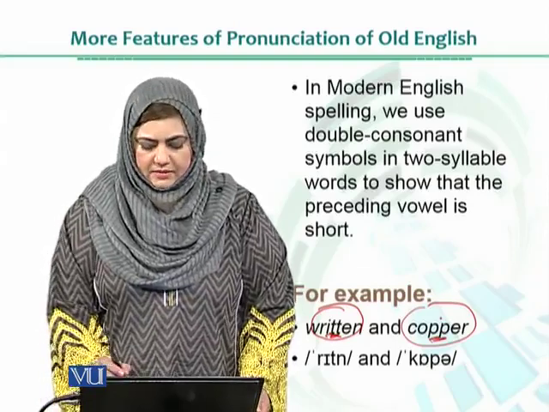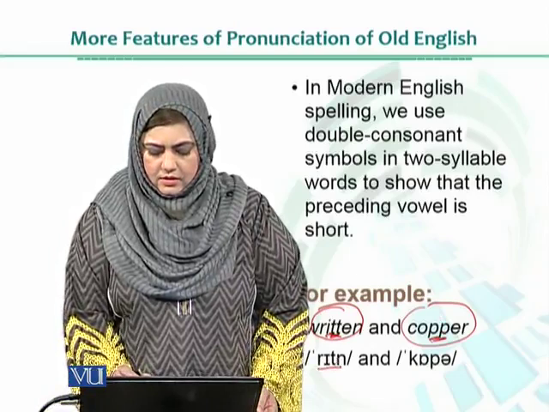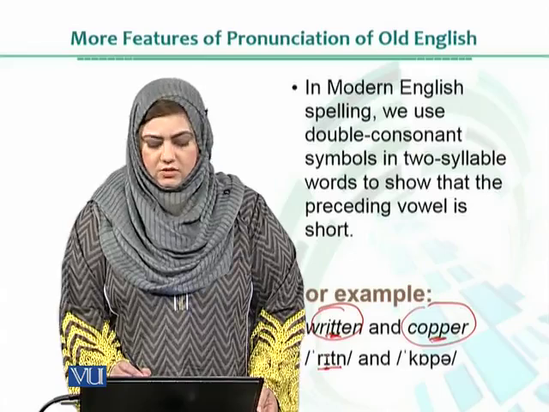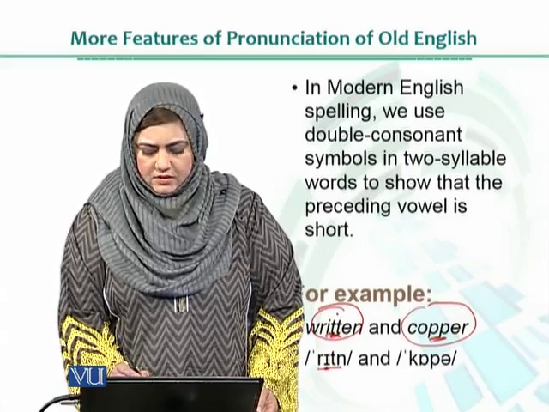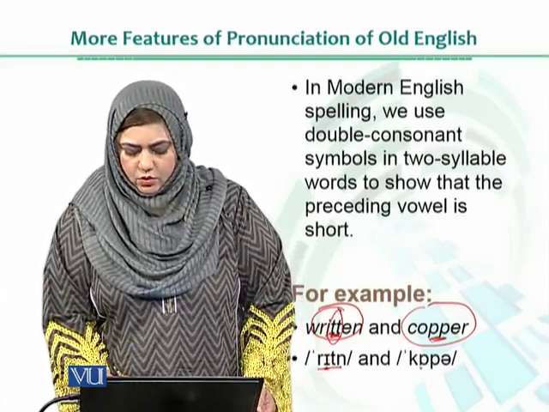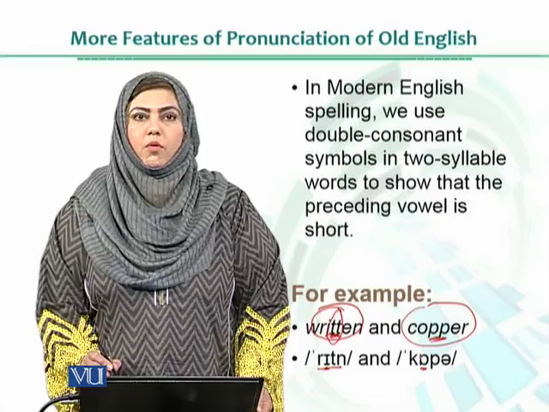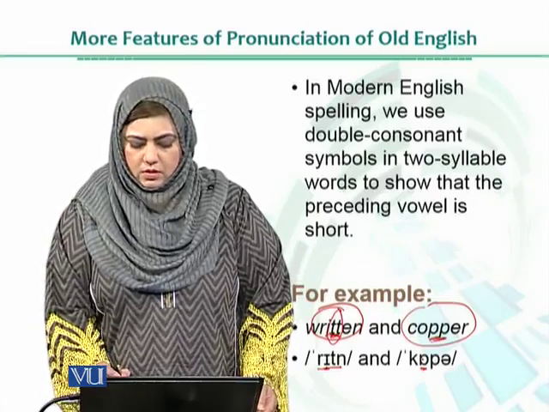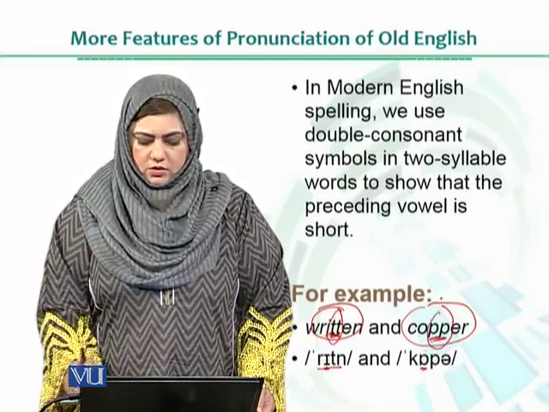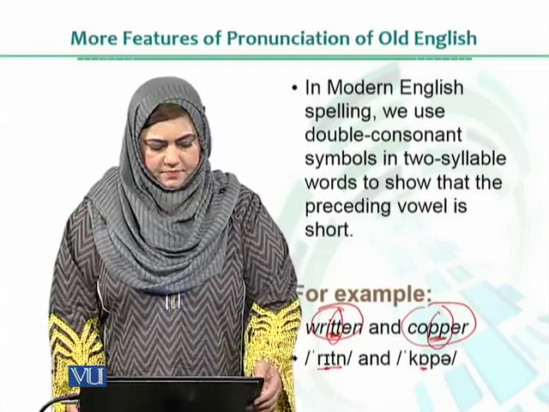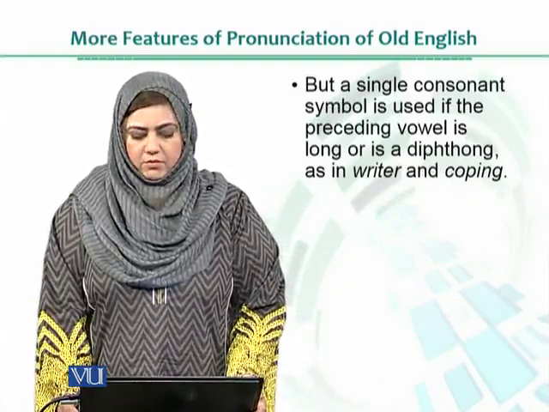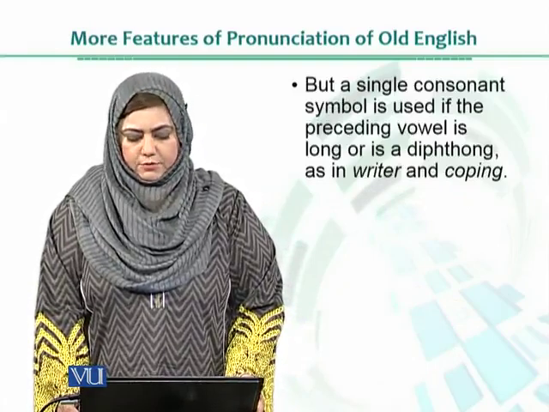Now think of their pronunciation. Written. When this vowel sound is E, this is short. What happens? Two consonant letters are used. Same is the case with copper, O. So, what happens? Two consonant letters are used for that. But a single consonant symbol is used if the preceding vowel is long or is a diphthong.